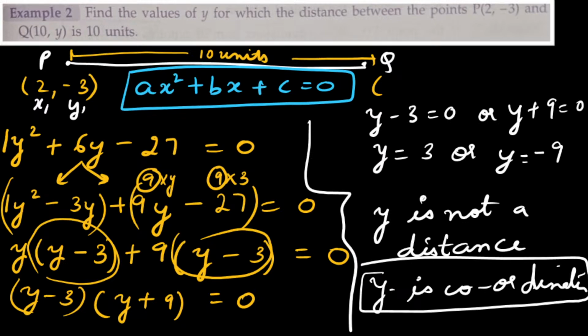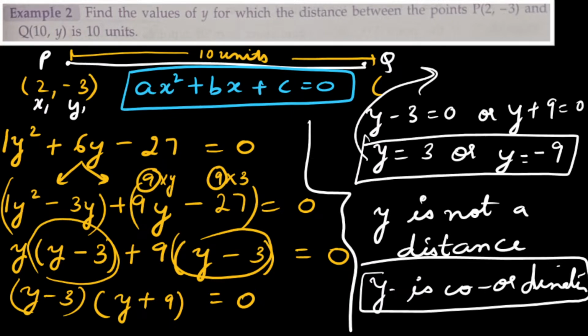Yes, it's a point's y coordinate or ordinate. So that's why both the values are acceptable. Both the values of y are acceptable. So you have to write y is equal to 3 or y is equal to minus 9. I hope now the confusion is clear. Still, if anyone has any doubt regarding this, then you can tell me. Coordinates can be both positive as well as negative. Distance is only positive. So in this question, we were finding coordinates but not distance.